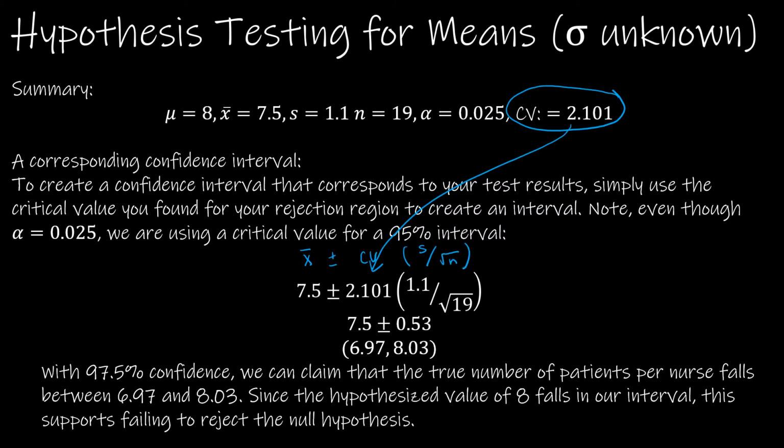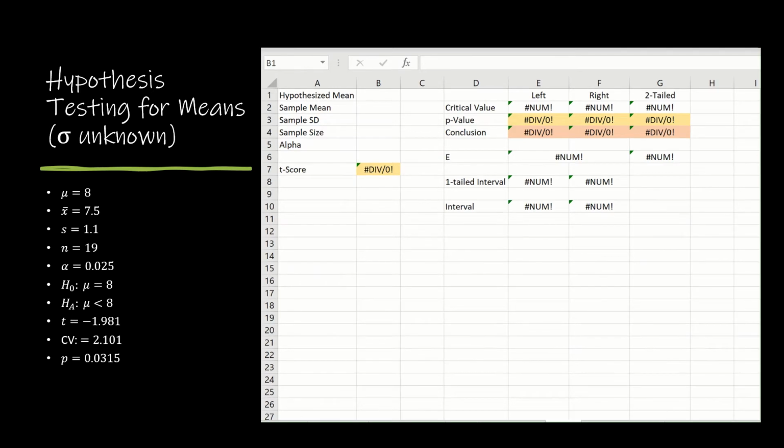And doing all of the calculations, because we failed to reject, that means our hypothesized mean should be inside of the interval, and it is, because 8 is between 6.97 and 8.03. So with 97.5% confidence, we claim that the true number of patients per nurse falls between 6.97 and 8.03. Since the hypothesized value of 8 falls in our interval, this supports failing to reject the null hypothesis. Let's take a look now at how we can have Excel do all of this work for us.